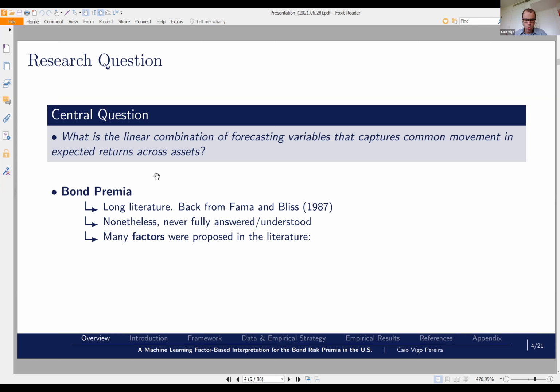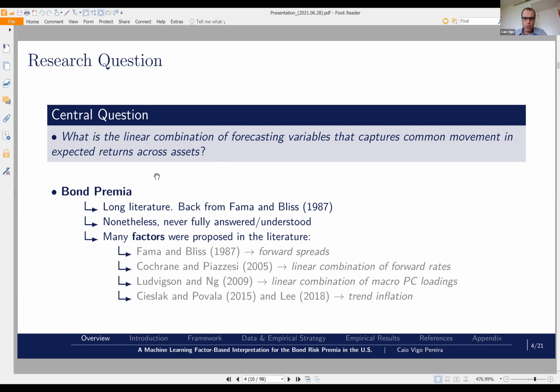When you go to the subset of this literature that explains the bond risk premium with factors, many factors were proposed. I will cite four of them here. Fama and Bliss clearly were the first, and they used a forward spread: the forward rate minus the yield of a short maturity bond. Cochrane and Piazzesi, perhaps today considered the most important factor, created a linear combination of forward rates and built a factor out of that.